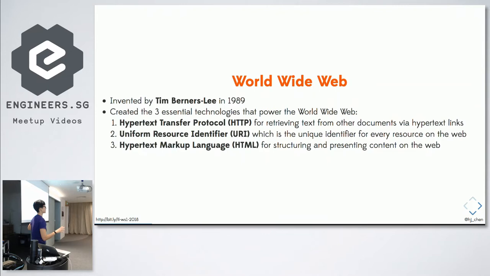The World Wide Web, which is WWW, was invented in '89. Still older than you, but younger than most of you. It was invented by this one man, because he created these three technologies that form the basis of the World Wide Web. First, the protocol, which is HTTP, which is what you type in front of your URLs. Nowadays, nobody types the HTTP. Browsers do it for you automatically. But this is the protocol that allows your browsers to retrieve information.